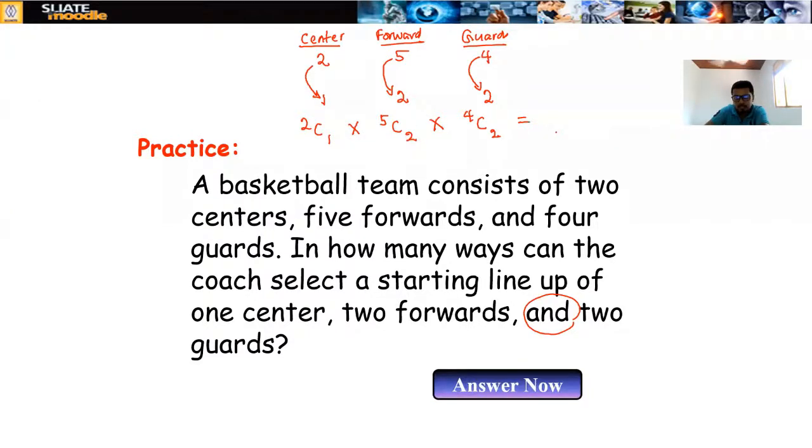So what should be the final answer here? 120. 120, right? For this, the coach has how many options? He has 120 options. The coach has 120 ways. Now think about a match: how many options did the coach have before choosing this team for the match?